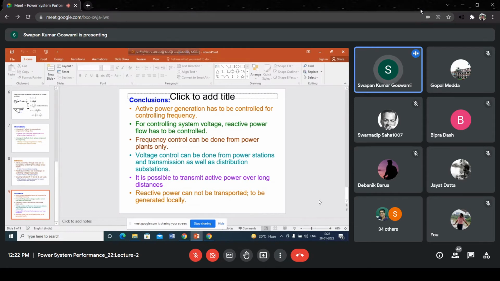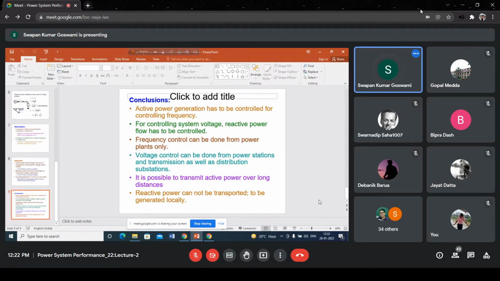Reactive power is never transmitted in this way because reactive power is not transportable. If you attempt to transport reactive power, then it will create a large voltage drop. That voltage drop will cross the permissible voltage drop limit. That's why you will not attempt to transmit reactive power, but active power will be transmitted over long distance.